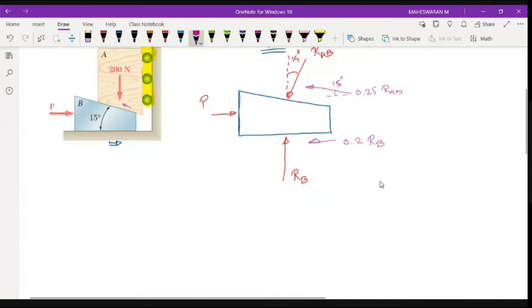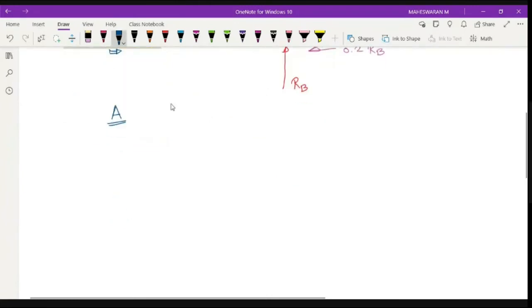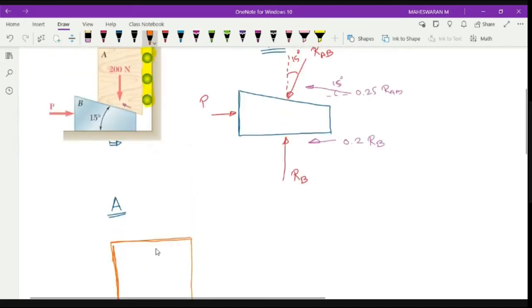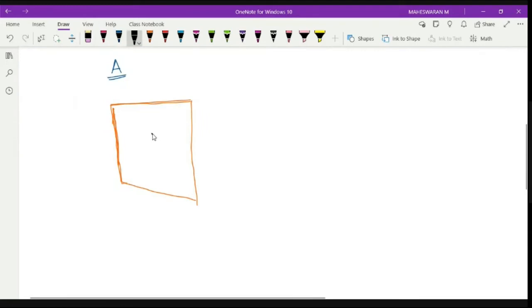Okay, now let us go for the free body diagram for A. So A is a block like this. This block has a force of 200 Newton acting downward.